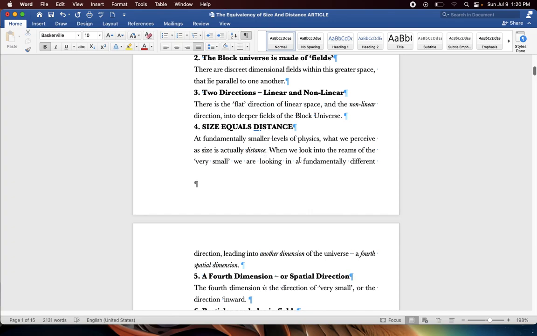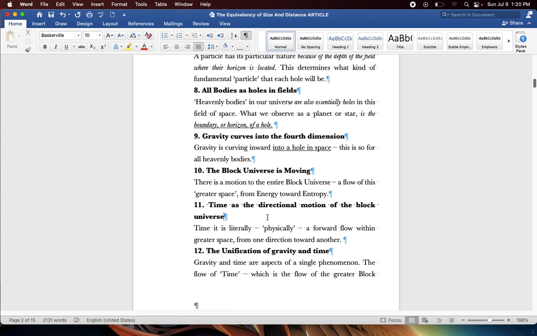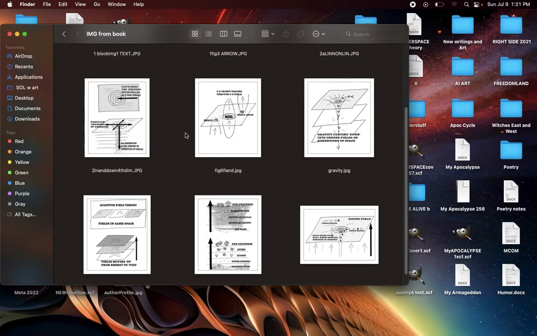Now, one last thing I'd like to touch on, and I won't go into it in depth, it's quite complicated, but one of the consequences is looking at time in a new way, which also affects how we view gravity. So one of the principles that come out of this is the unification of time and gravity, which sounds like nonsense until you understand it. So one thing we have to understand is the block universe is moving. And you can understand this in different ways.